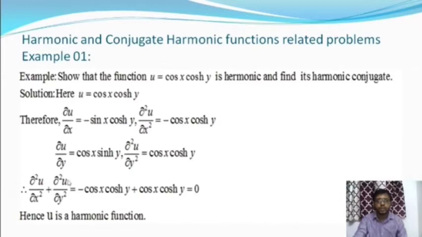So if del 2u del x square plus del 2u del y square is equal to 0, we say u is a harmonic function. This is the definition of a harmonic function.